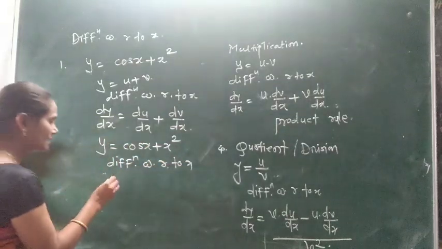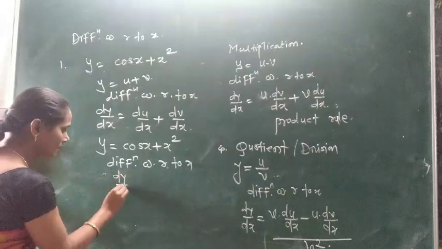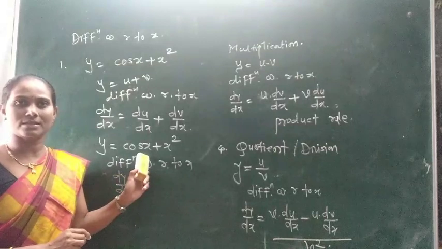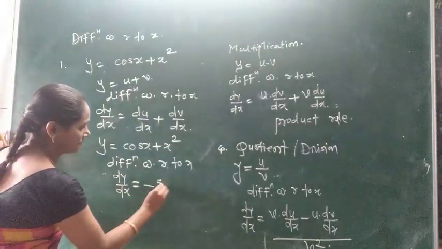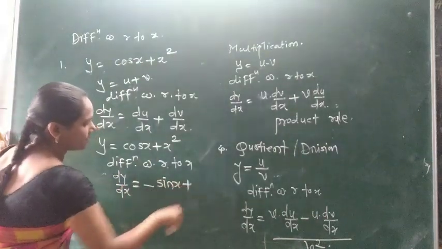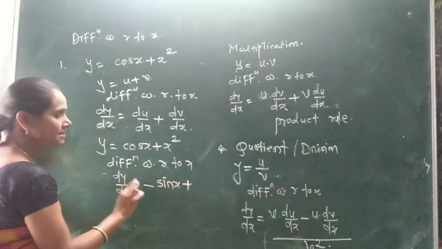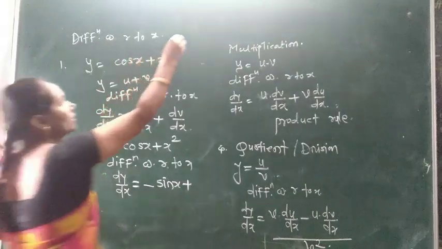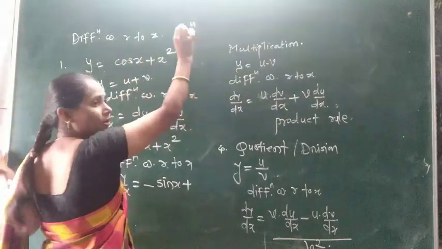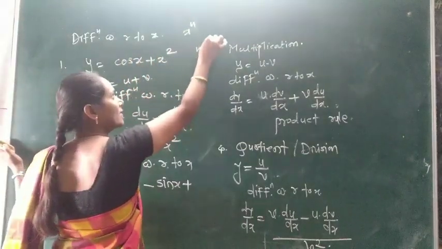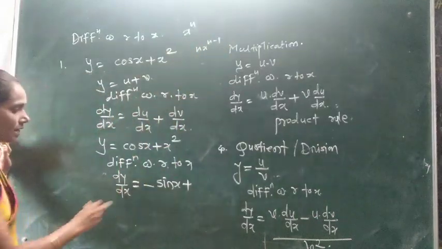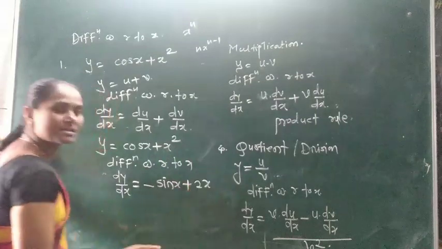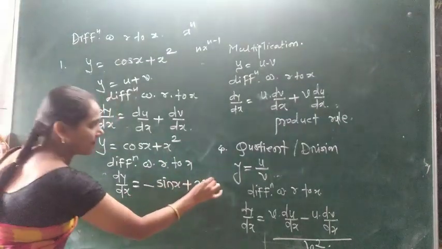So derivative of y is what? dy upon dx. Now derivative of cos x, we know that derivative of cos x is minus sin x. Take plus sign as it is. We know that derivative of x square, by using power function, x raised to n, then derivative of x raised to n is n into x raised to n minus 1. So derivative of x square is 2x raised to 2 minus 1, that is 1. So here power is 1.